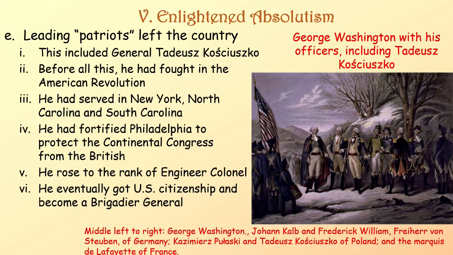Leading patriots, that faction called the Patriots, left the country, and this included General Tadeusz Kościuszko. Before all of this, Kościuszko had fought in the American Revolution. He had served in New York, North Carolina, South Carolina. He had fortified Philadelphia to protect the Continental Congress from the British. He rose to the rank of engineer colonel, and he eventually got U.S. citizenship, became a brigadier general, and fought right alongside George Washington.